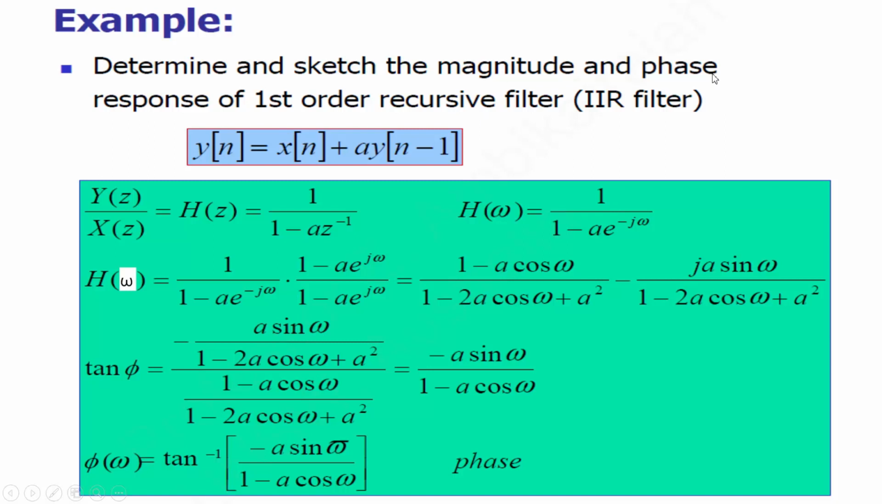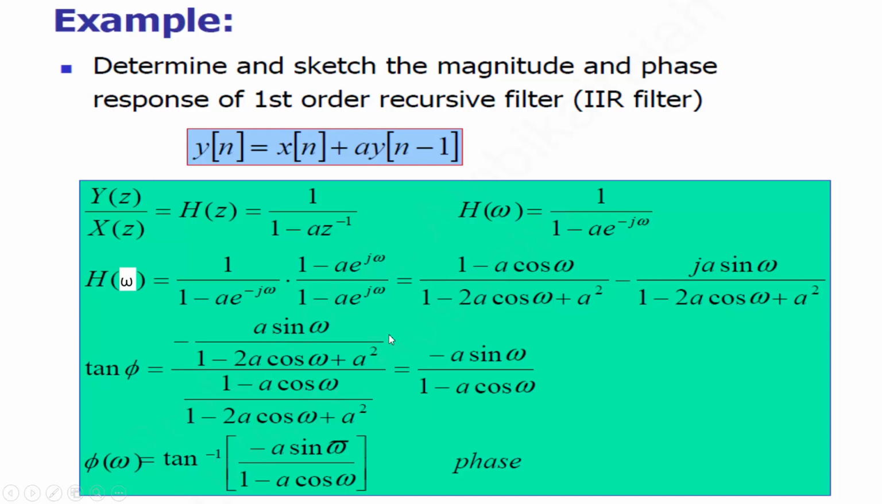We need to plot the magnitude and phase responses. So to do that, we need to separate out the magnitude and phase parts clearly, so that we can draw them, get the values, and analyze the expressions of magnitude and phase response. You multiply and divide by 1 minus a e to the power j omega in the numerator and the denominator. In that case, you will be able to separate out the real part of the frequency response. This will become the imaginary part once you multiply inside.